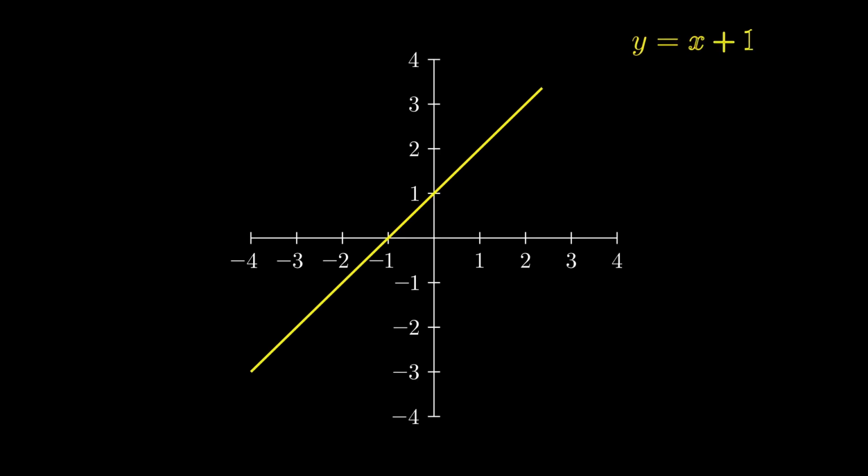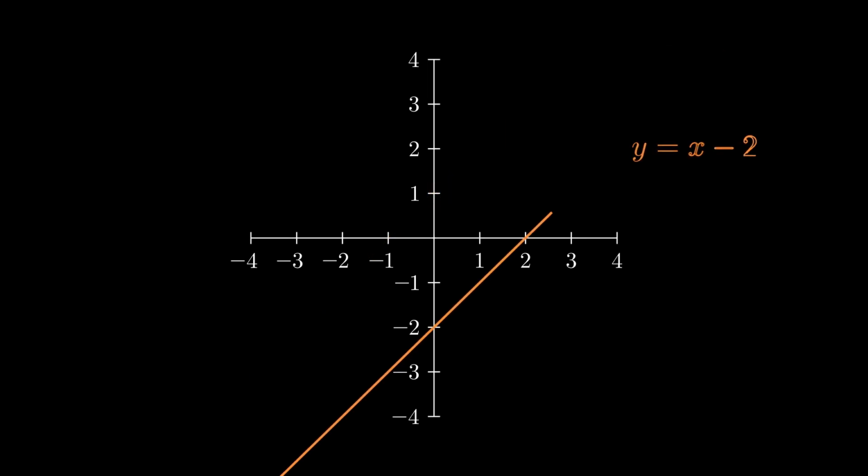Now, let's understand the y-intercept. Remember, the y-intercept is where the line crosses the y-axis. First, let's look at y equals x plus 1. Here the y-intercept is 1. So the line crosses the y-axis at the point 0, 1.